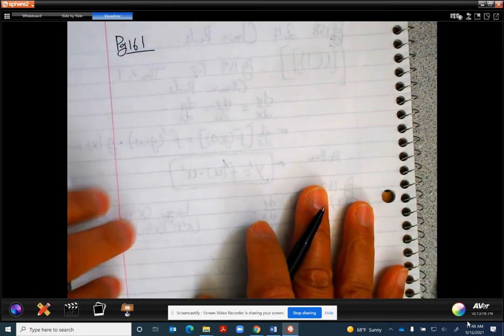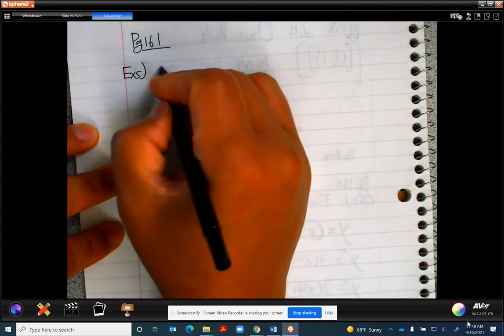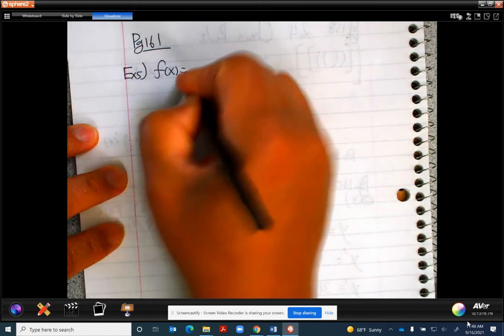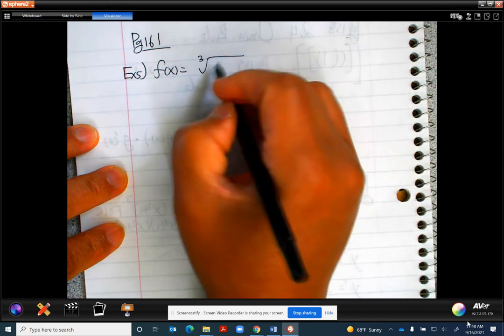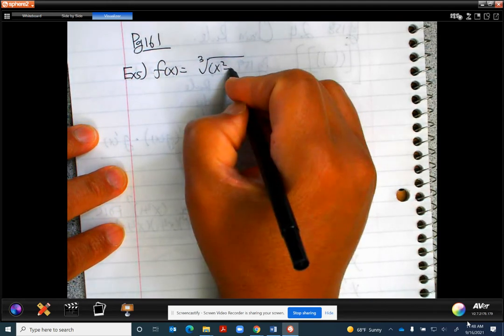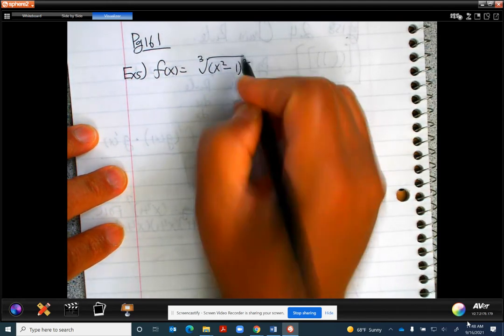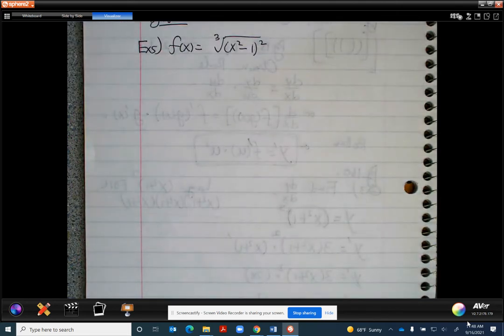All right, example 5. Find example 5. It says f of x is equal to the cubic root of (x squared minus 1) to the second power. Okay, we cannot FOIL this because this is a cubic root or square root.